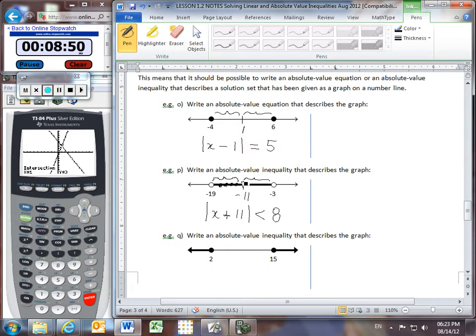Lastly, example Q, let's write an absolute value inequality that describes this graph. We'll start by finding the middle point. 2 plus 15 is 17 divided by 2, that's 8.5. So my distance between x and that middle point, 8.5, this time my distance is greater than or equal to, what is that distance? That looks like a distance of 6.5. So my distance away is greater than or equal to 6.5 units from my central value.